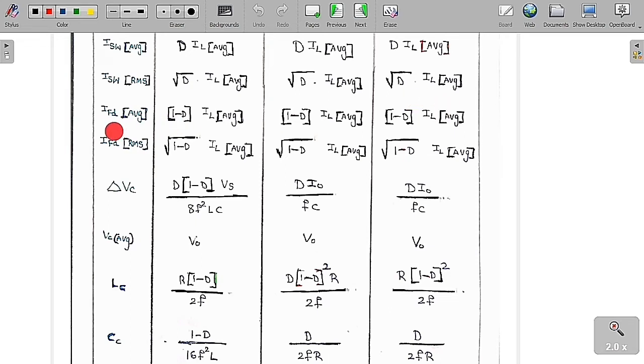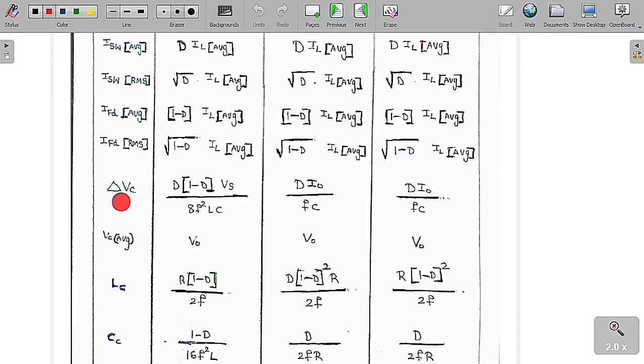The freewheeling diode current average value in the buck converter is 1 minus D into IL average, in the boost converter it is 1 minus D into IL average, and in the buck boost converter it is 1 minus D into IL average. The RMS value of the freewheeling diode current in the buck, boost and buck boost converters is under root over 1 minus D into IL average.